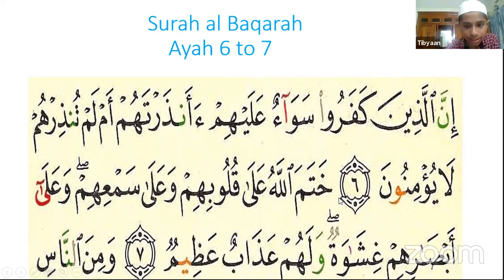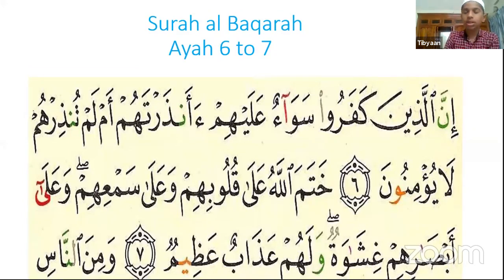I'll read it again, this ayah as a whole. ختم الله على قلوبهم وعلى سمعهم وعلى أبصارهم غشاوة ولهم عذاب عظيم. That's the seventh ayah as a whole.